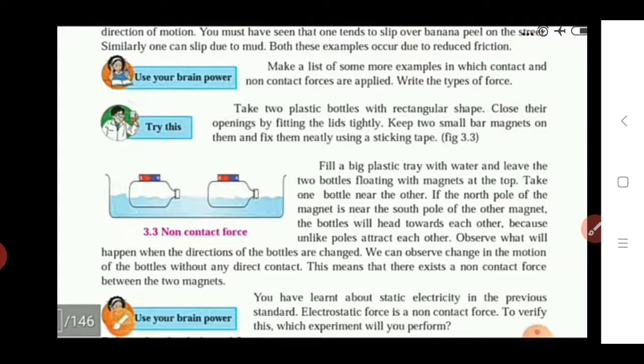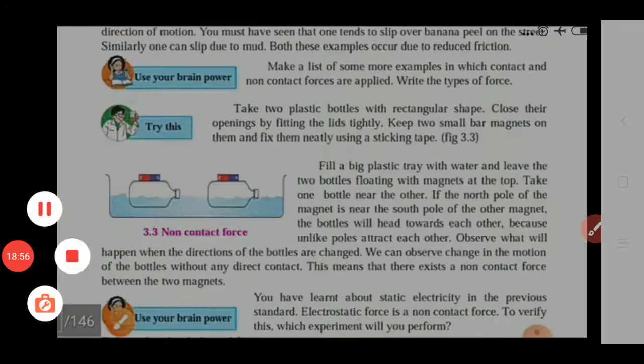And also we see that if a less amount of frictional force is applied on the moving objects, then the object cannot move on the road properly. We saw the examples of the banana peel and the muddy road. So due to this less frictional force, we are not able to walk on the road. So frictional force is a very important force in our day-to-day life.